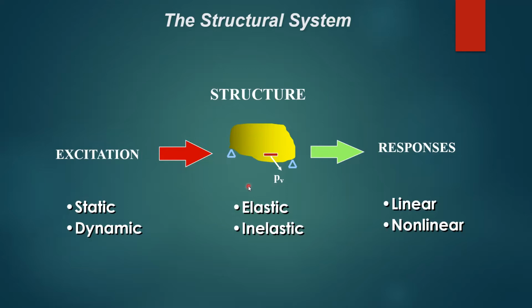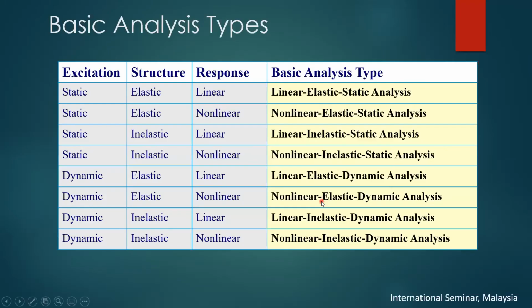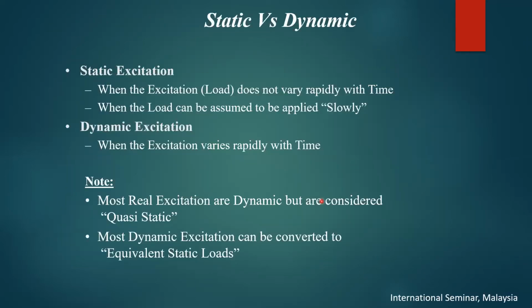So this is the basic analysis type and the combination. The static definition is when the excitation load does not vary with respect to time. Simple definition: also, when the load can be assumed to be applied slowly. This is the definition of static: no variation with respect to time. On the other hand, the dynamic excitation varies with respect to time.